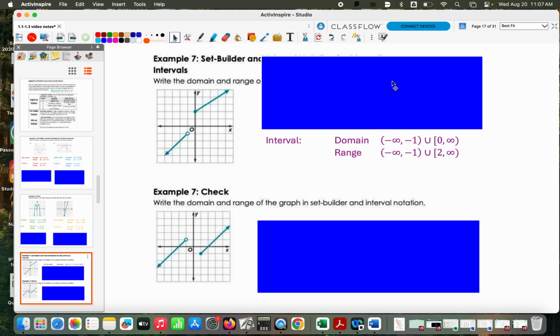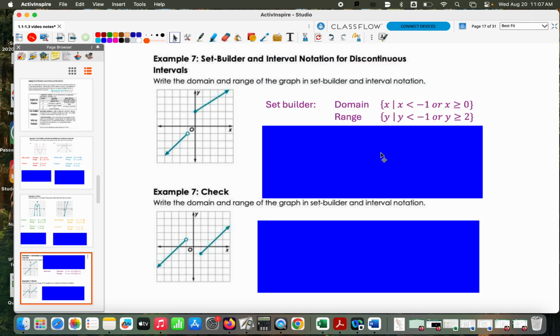For our interval notation, you write it this way. All the negative numbers until -1, notice parentheses, we don't include it, it's an open circle. Then I pick back up at 0. I start at 0 right here, an x value of 0. And again, that's a bracket because we hit that point. It's a closed circle to infinity.